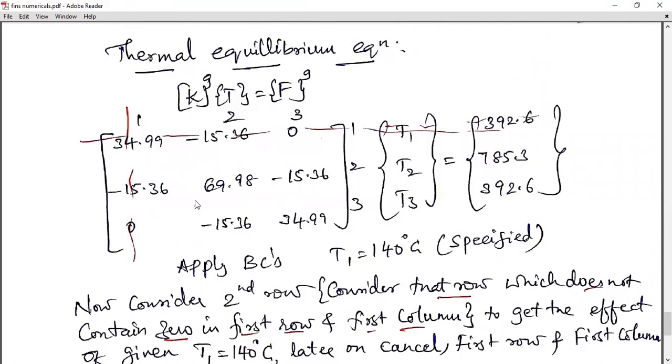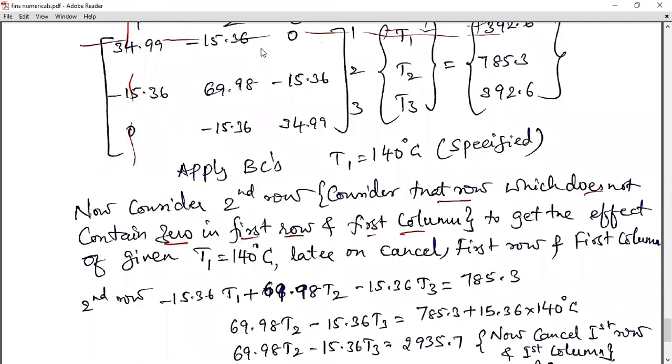So now consider second row, because the first T1 is specified. This is going to be eliminated in the next step. So you select that row which does not have 0 in first row, first column, considering T1 is specified. The first row, no 0 is there in first row. 0, obviously you cannot take that. Second row, no zeros, you can focus on this. Third row, if I want to select, there is a 0 in first column. So please avoid that. Now consider that row which does not contain 0 in first column, to get the effect of given temperature 140 degrees Celsius. Later on cancel first row and first column for the next matrix.